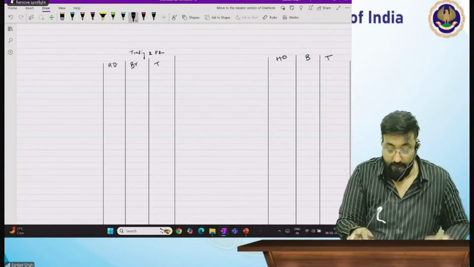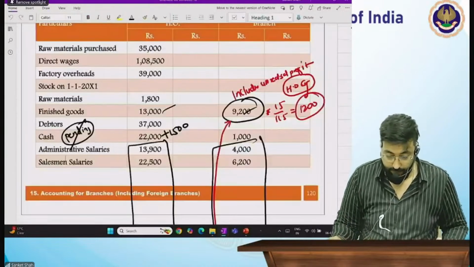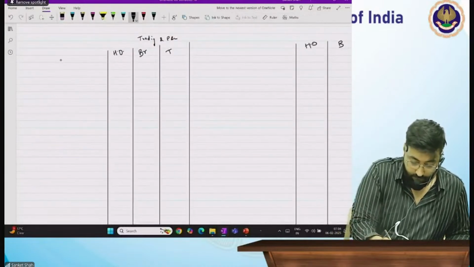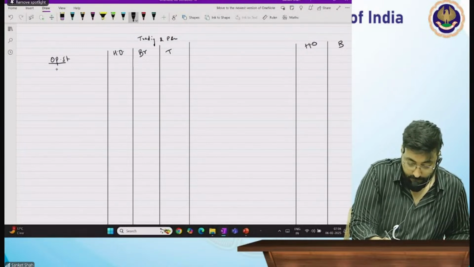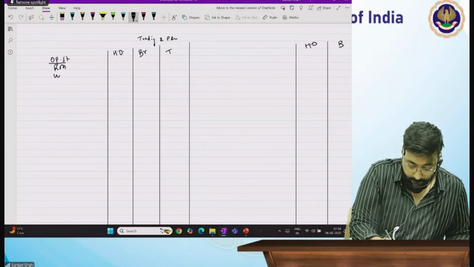Let's start. The head office sends the goods to wholesale as well as to the branch. Opening stock of raw materials 1,800 in head office, and finished goods, line by line.